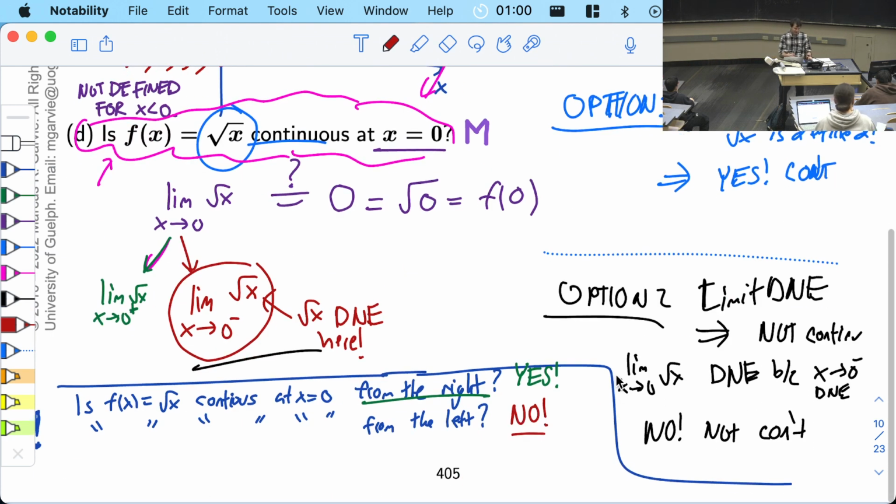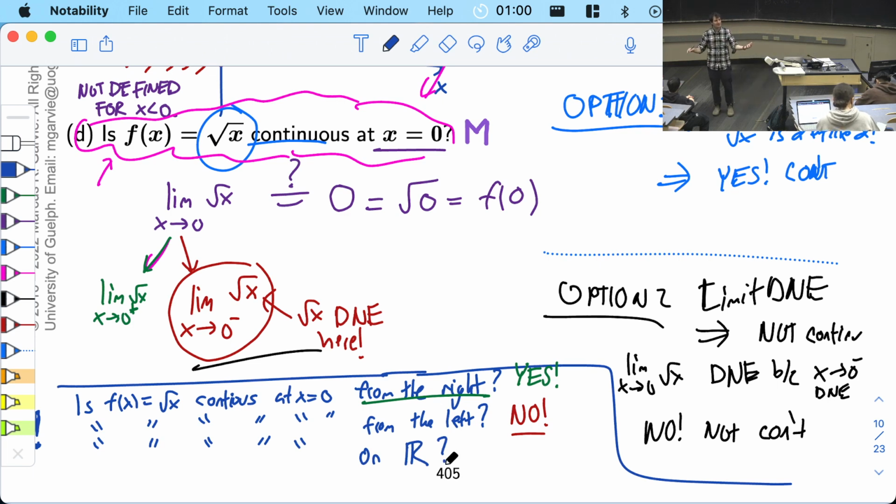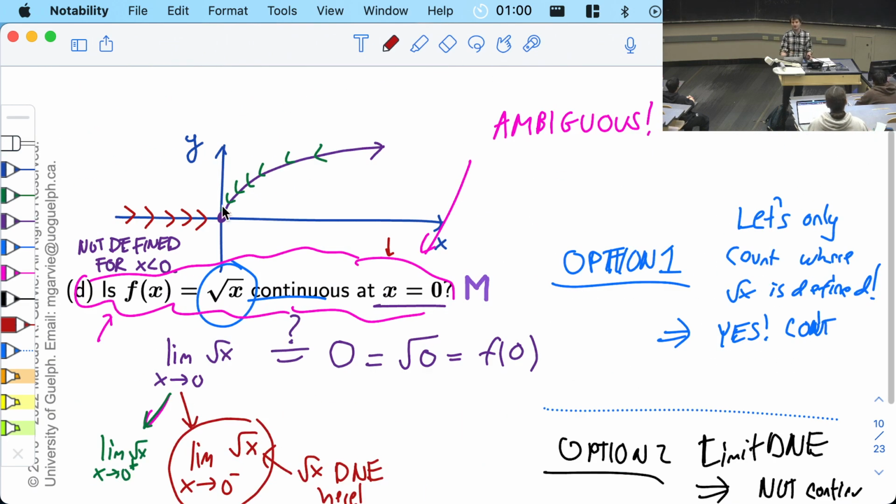So another way to specify it is you could say, is the whole thing, f of x equals square root of x, continuous at x equals 0 on the real number line? And the real number line includes both positive and negative numbers. And if you're including negative numbers, then the answer is going to be absolutely not. On R deliberately specifies all the negative numbers as well. And if you want to include the negative numbers, then there's no way this limit exists because it's just not defined on the negative numbers.